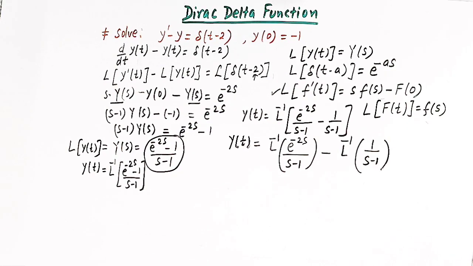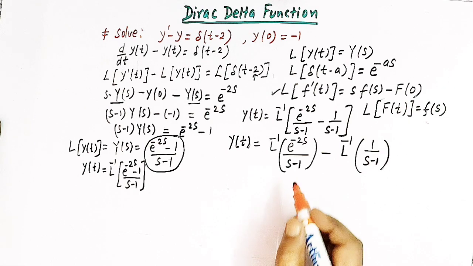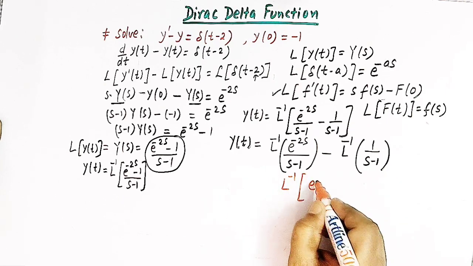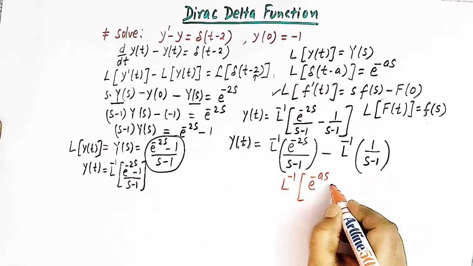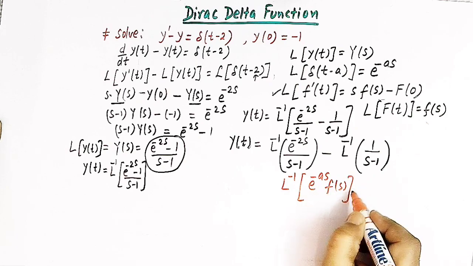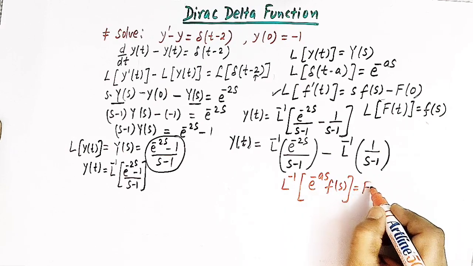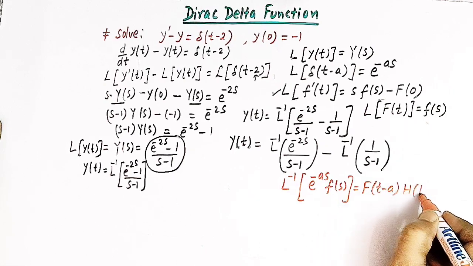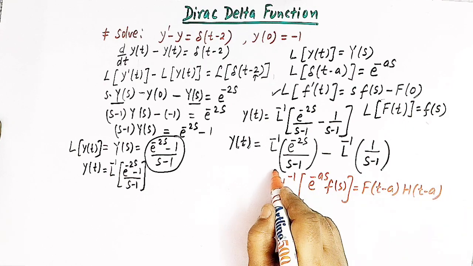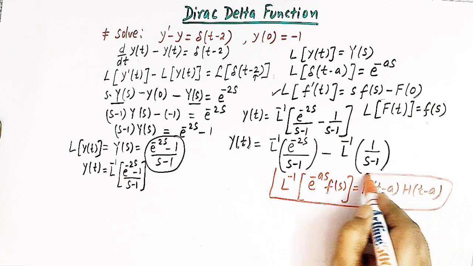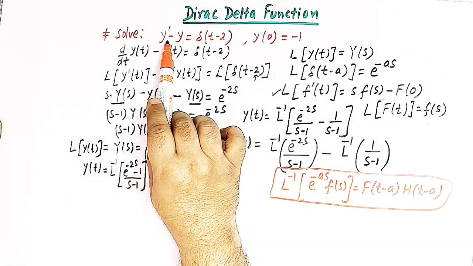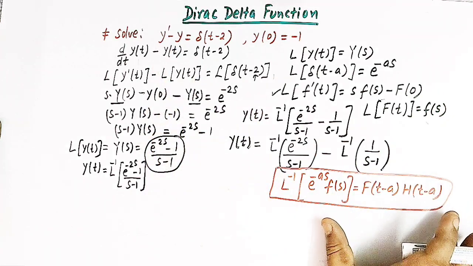So now let us use an important result from inverse Laplace transform, right? So we know that the inverse Laplace transform of the function e raised to minus as times f of s is given by the product of the function f of t minus a and h of t minus a, right? This is an important result while solving differential equations of this type, right? So always remember this result.